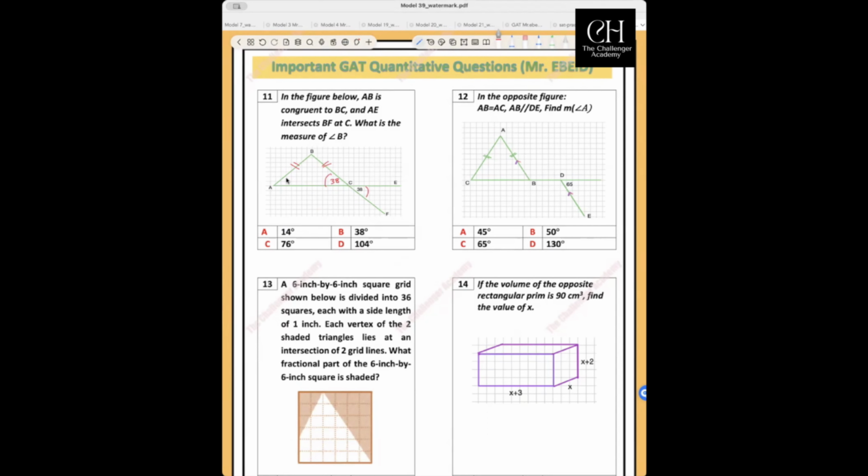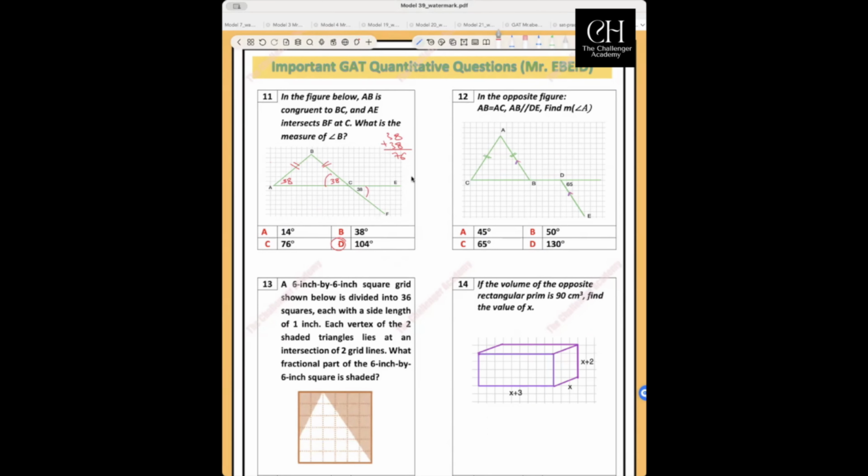So this is an isosceles triangle, and you know that the two base angles of an isosceles triangle are equal in measure. Now we have a triangle, and you know that the sum of the measures of the interior angles of any triangle equals 180. So you will just subtract: 180 minus 38 plus 38. 38 plus 38, their sum equals 76. Then 180 minus 76 equals 104. The answer is D.